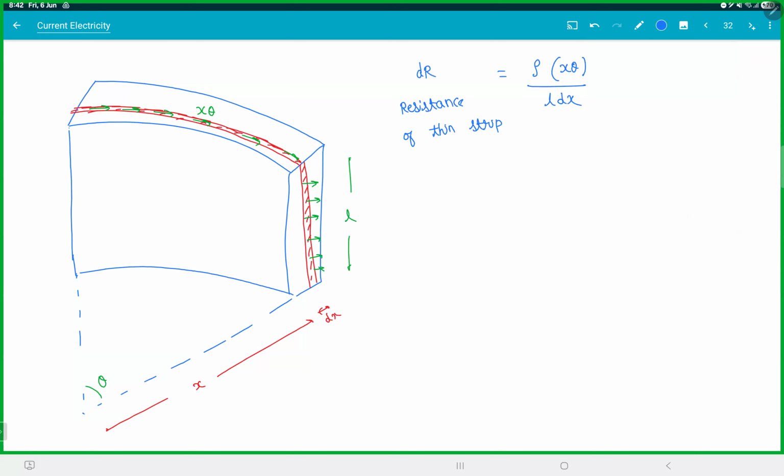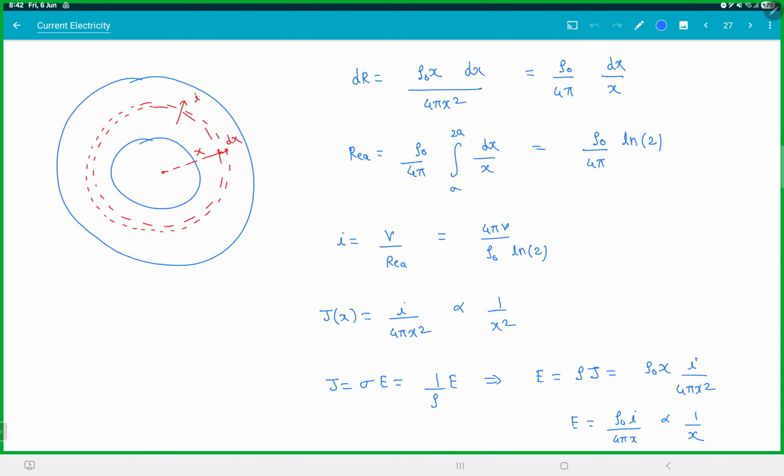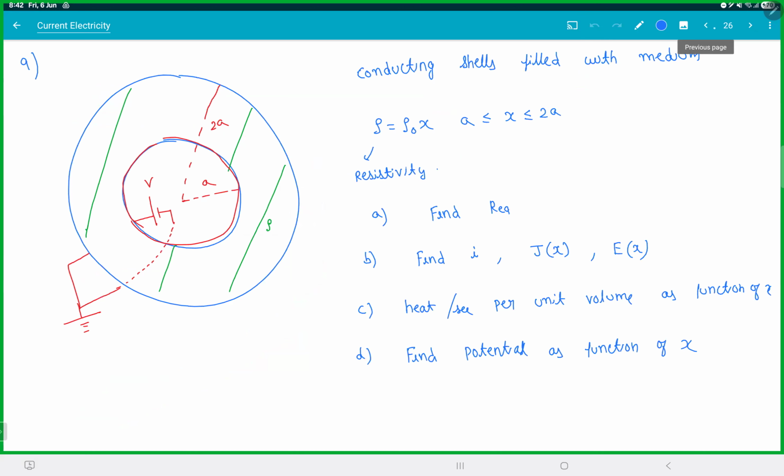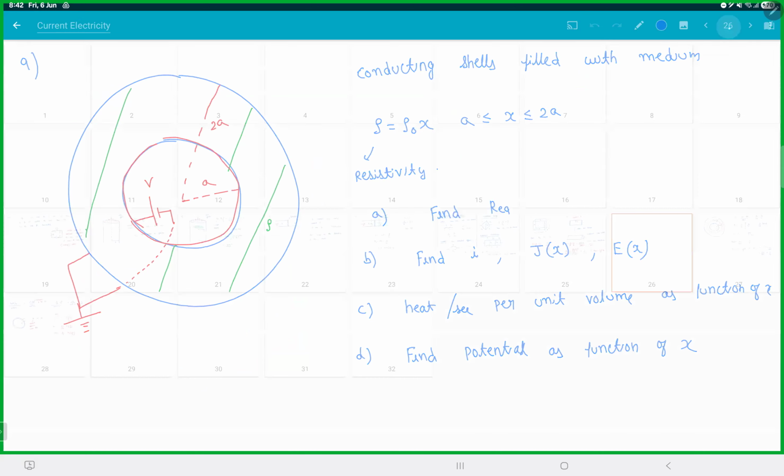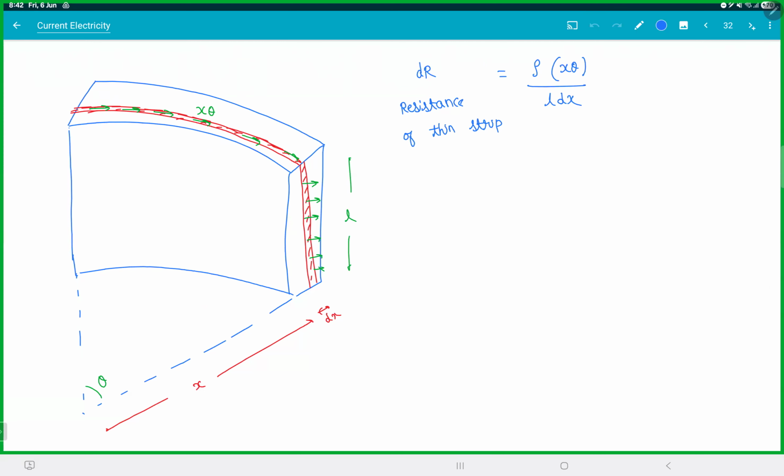Is that clear, everyone? Now here, one common mistake people make is they try to integrate this. This is a blunder. Understand the meaning of integration. It is a summation. So here, tell me one thing. All these strips are in what? Series or parallel? All the strips are in parallel. They have the same potential difference, isn't it? If you remember the last question we did, those were all in series because the same current flows through them. Here all the strips are in parallel. They don't have the same current.